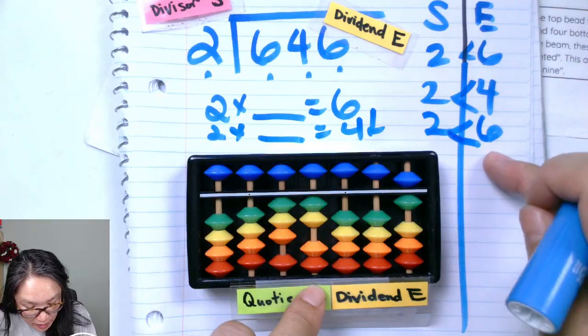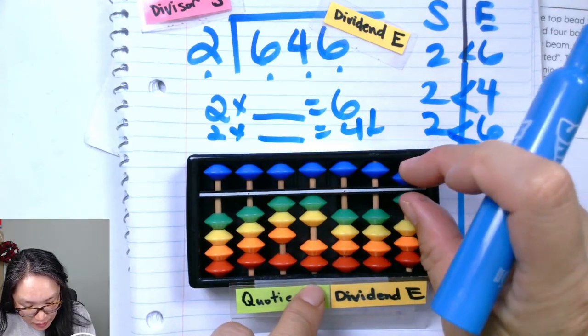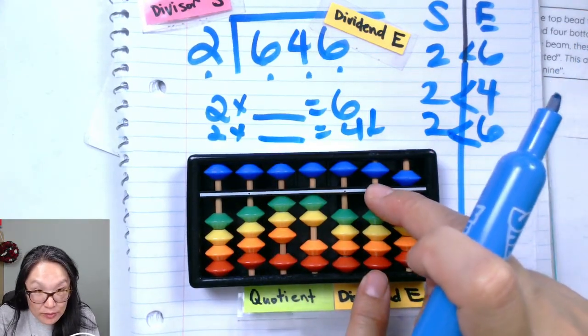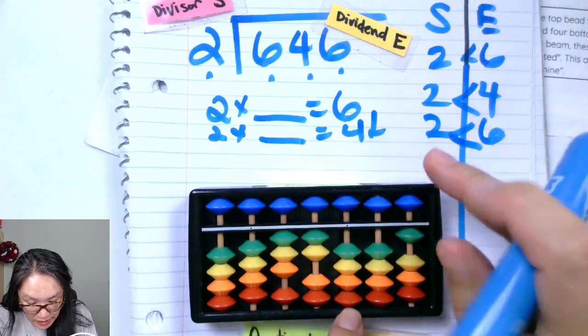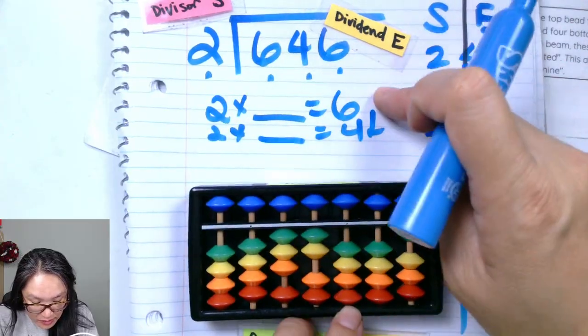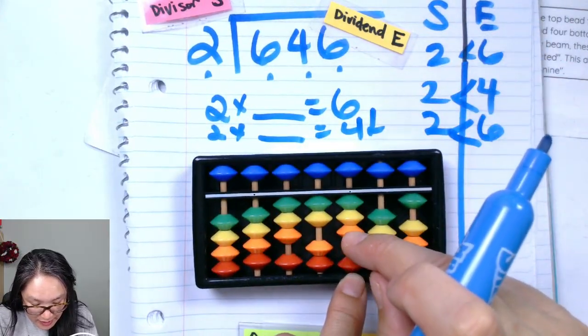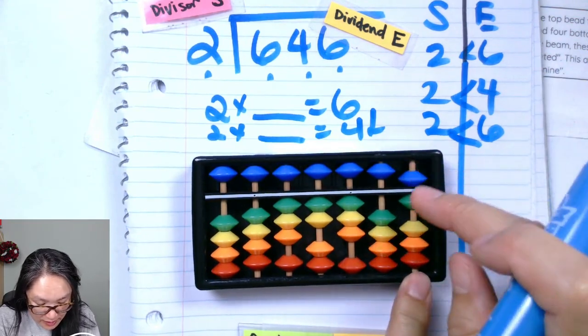I need to skip one column and only subtract one column. So I'm going to skip this column and I'm going to be here. I'm only going to take this column. So the question is 2 times what is equal to 6 or less? 2 times 3 is equal to 6. Take away 6.